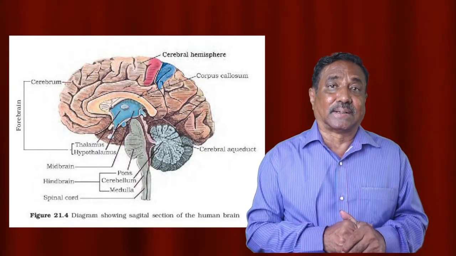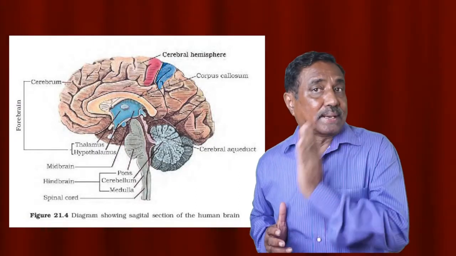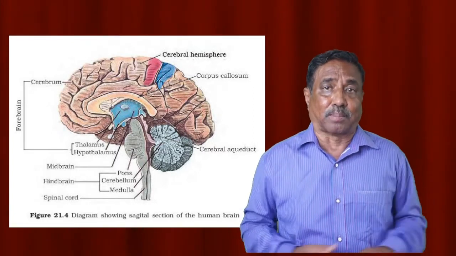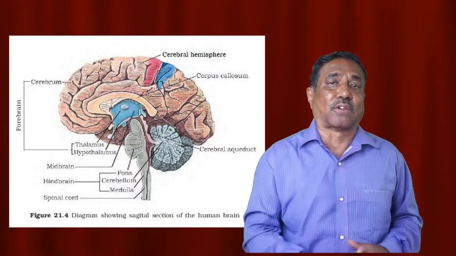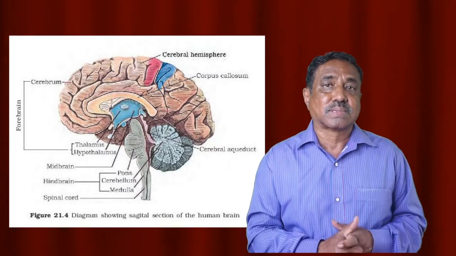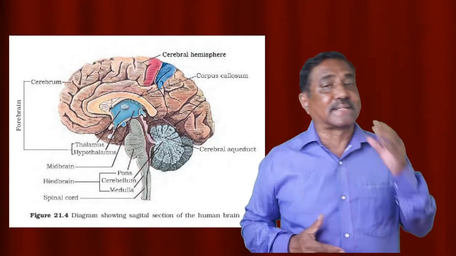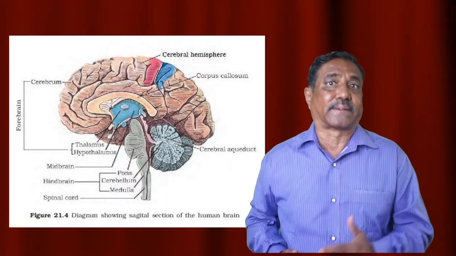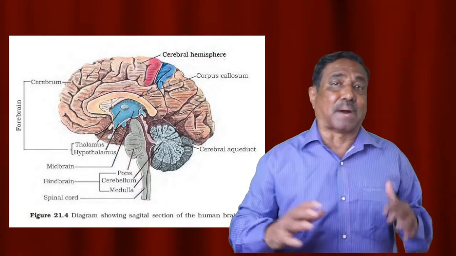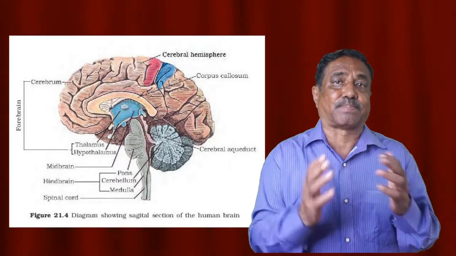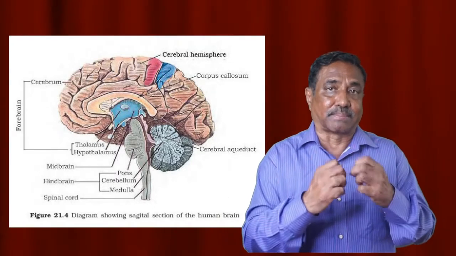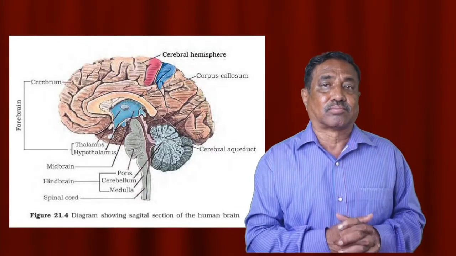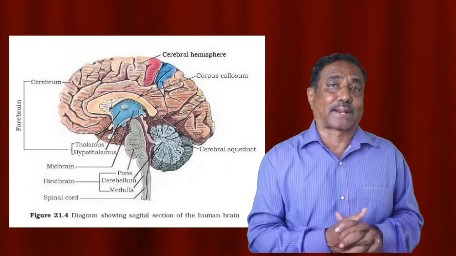Next to this, the hindbrain consists of pons, cerebellum, and medulla oblongata. Pons controls facial expressions, and medulla oblongata is the center for almost all, that is respiration, heartbeat, etc. Cerebellum maintains the body balance. Cerebellar hemispheres are joined by vermis, a tree-like structure, that is the cerebellum, which maintains the body balance and also muscular coordination.